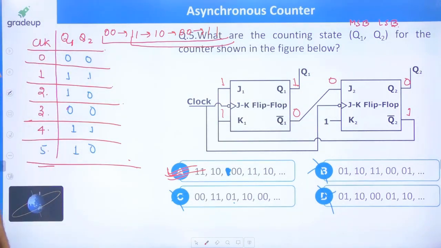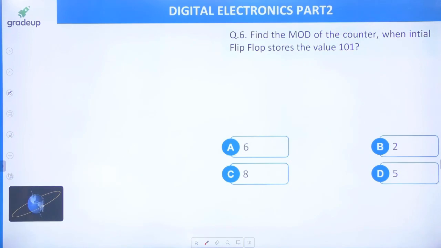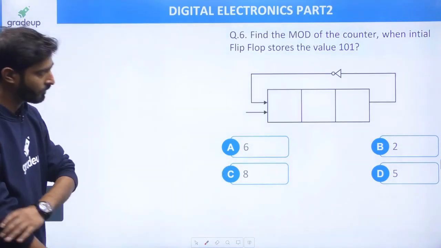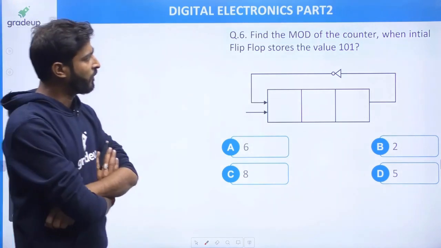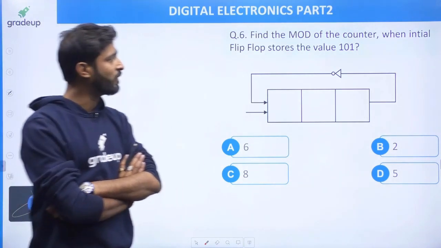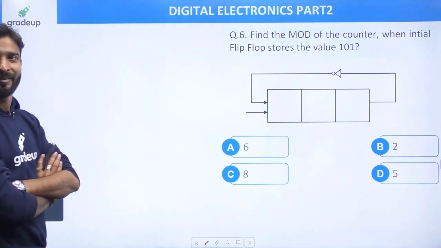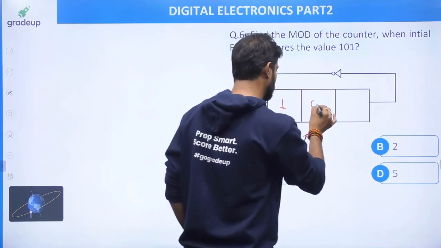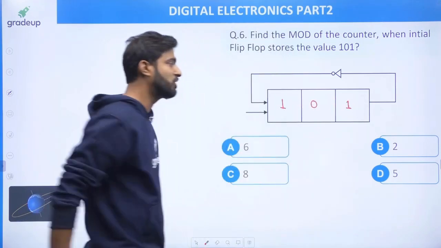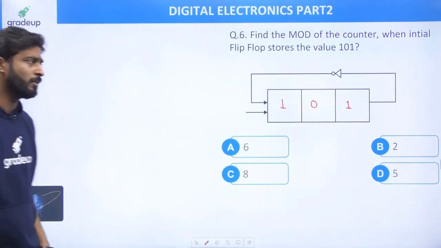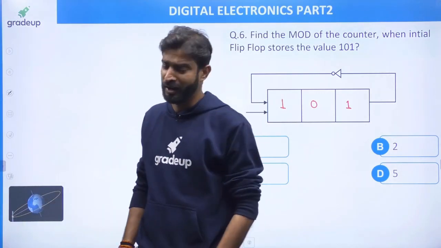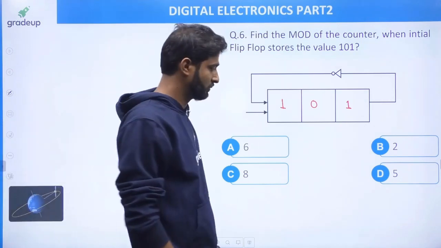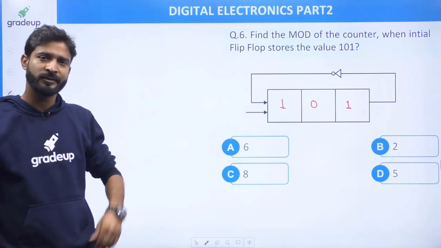That's very good. Now, next question I'm giving you in front of you. Everybody just give me the answer of this question. Find the mode of the counter when the initial flip-flop stores the value 101. So my dear friend, we have to find out the mode of the counter. It is also a counter, but initially it is stored with 101. Can anybody give me the answer for this? Because you have already studied this one. It is a very easy topic. Everybody just give me an answer for this.